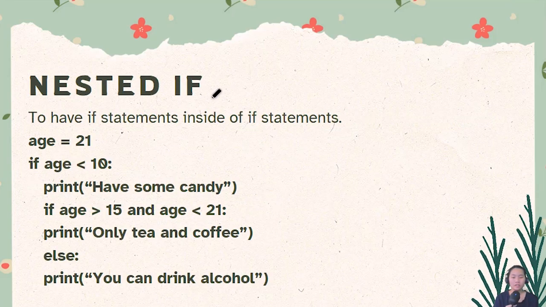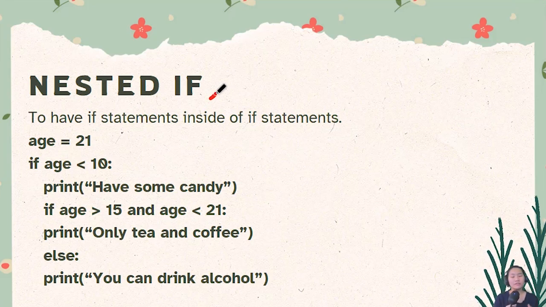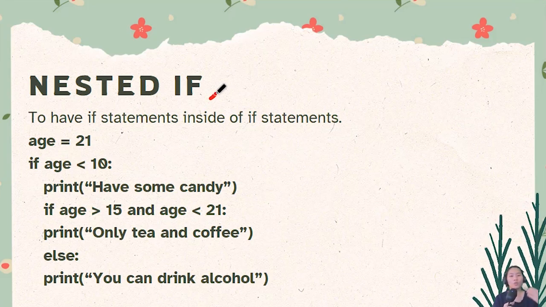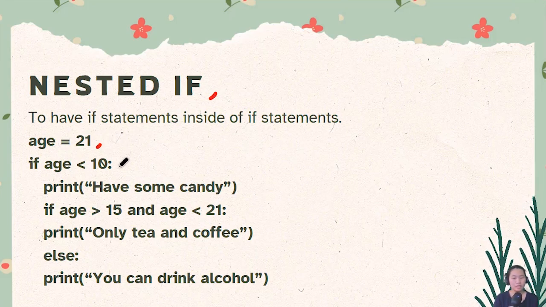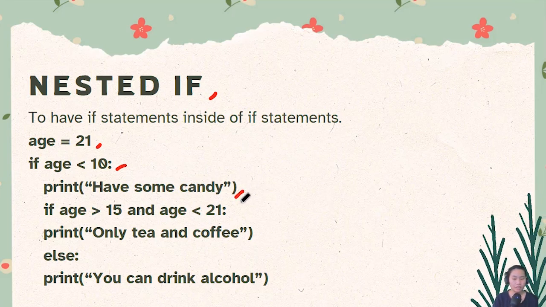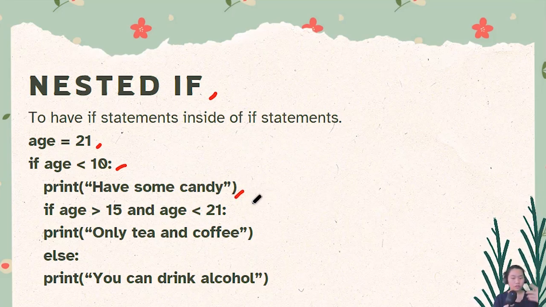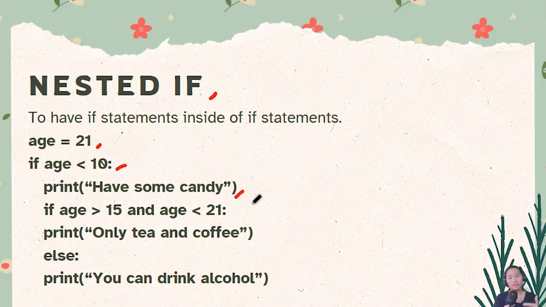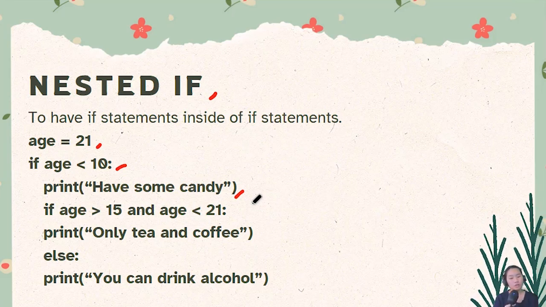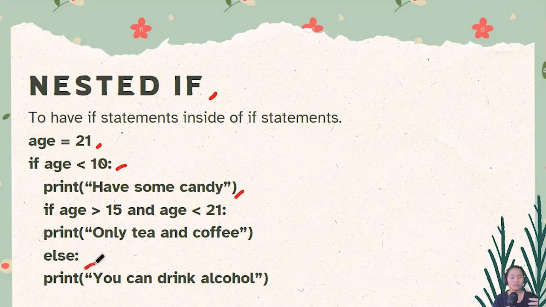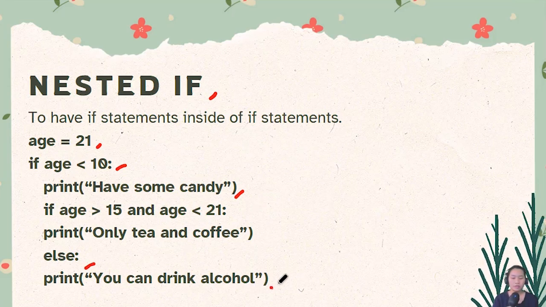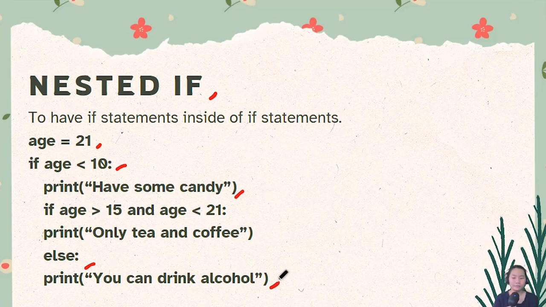Now, let's move on to nested if. If statements can have if statements within them. So age equals 21. If age is less than 10, right, print have some candy. If age is larger than 15 but less than 21, so in between 15 and 21, only tea and coffee. Else, larger than 21, print you can have alcohol, okay? It's very straightforward, very simple, just like that.